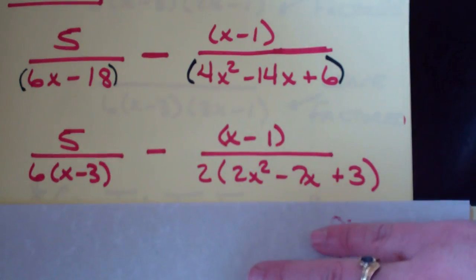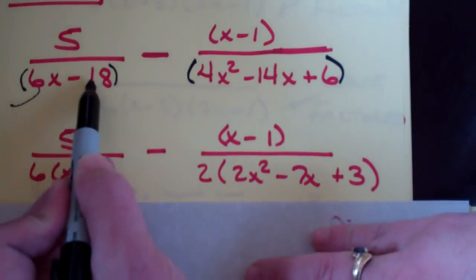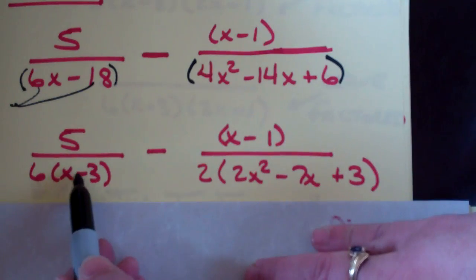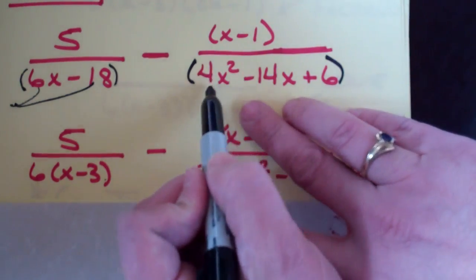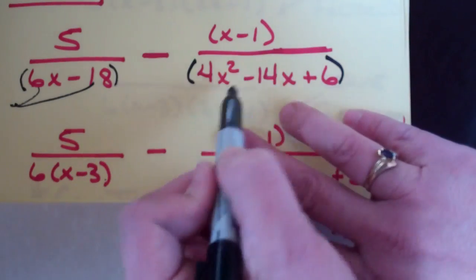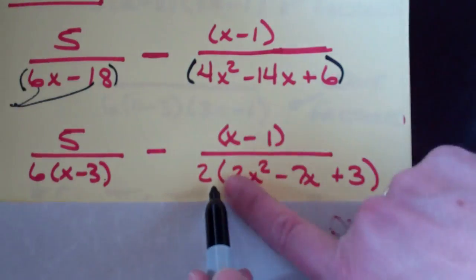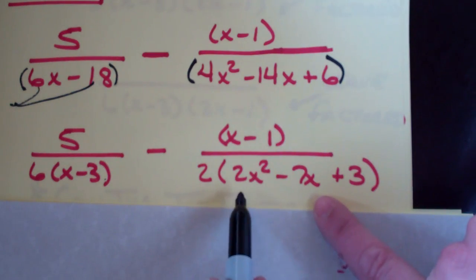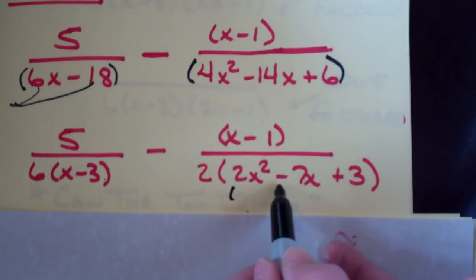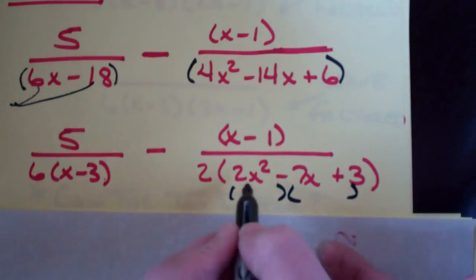If you factor the denominators, you end up with factoring a 6 out, and you get 6 times x minus 3. Over here, we first see we can factor a 2 out of all of these, making a much smaller trinomial. And now this trinomial we can factor. And I'll give you a dirty hint here.